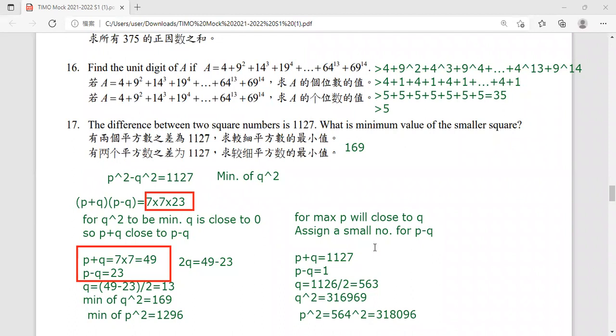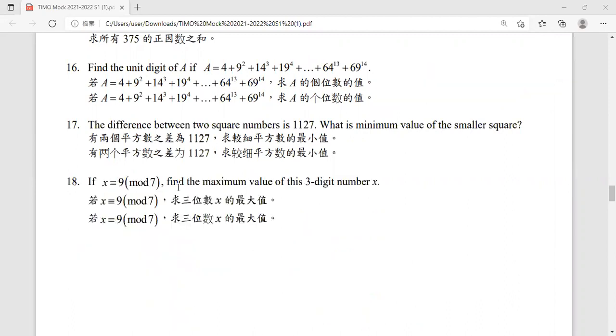Okay. Any questions on this one? Okay, no question on the next one. Now 18 is very simple.